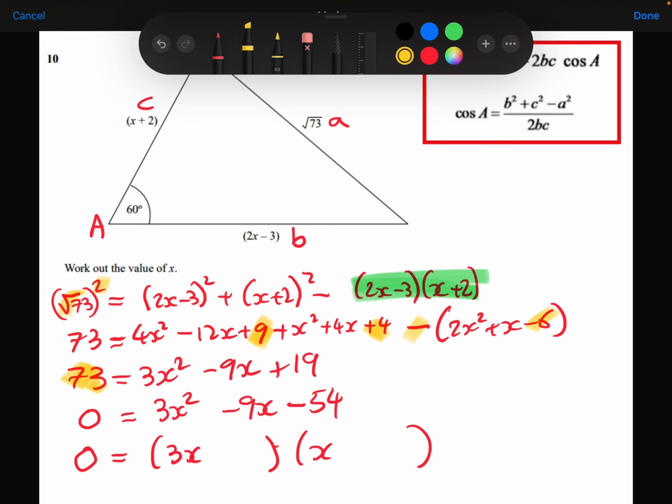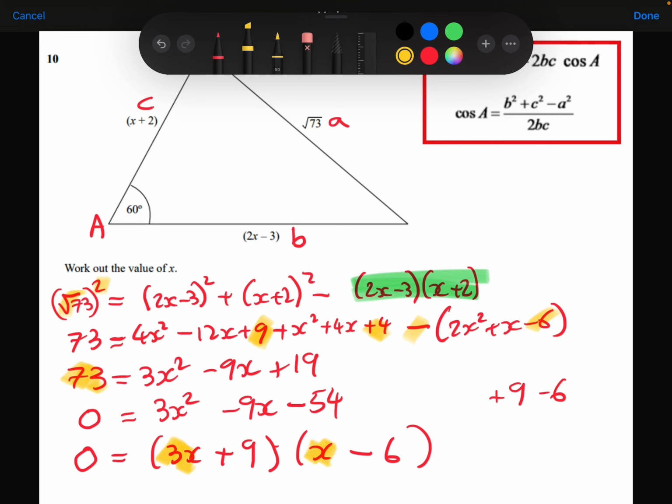I know it has to be a 3x and an x to get 3x squared. To get the minus 54 on the end here, I think it's probably going to be a 9 and a 6 and some combination of that. Maybe a plus 9 and a minus 6, where this could be a plus 9 and this could be a minus 6. And let's check that. Does that work?